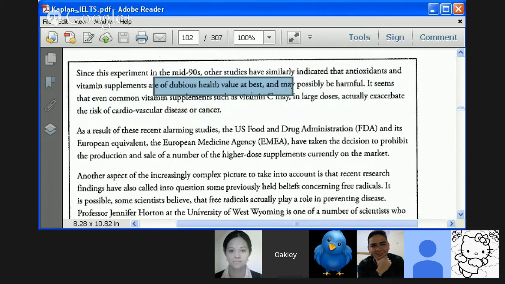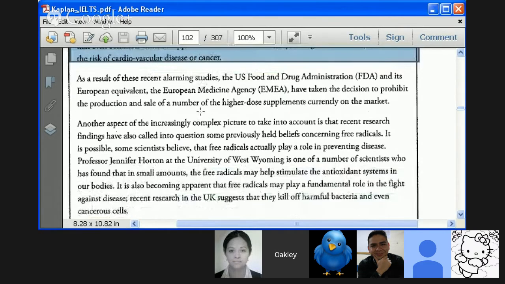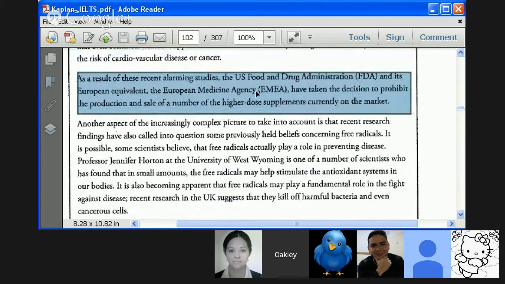Dubious health value. Vitamin C may actually exacerbate, make worse, disease or cancer. Experiments may show there are problems. Here, this is very easy. All I'm trying to do is map it so I can find the information fast. I'm going to do this skim in less than a minute. I don't have any time to waste. I have 40 questions in 1 hour.